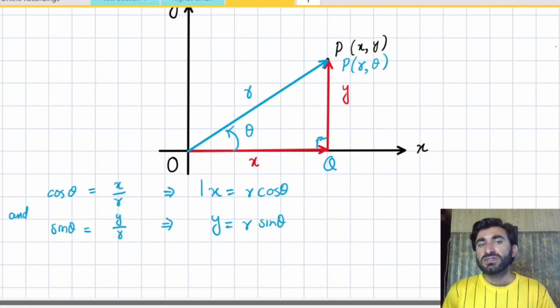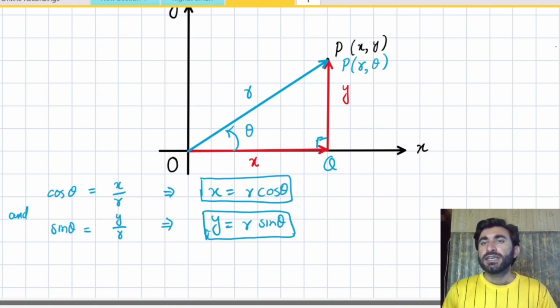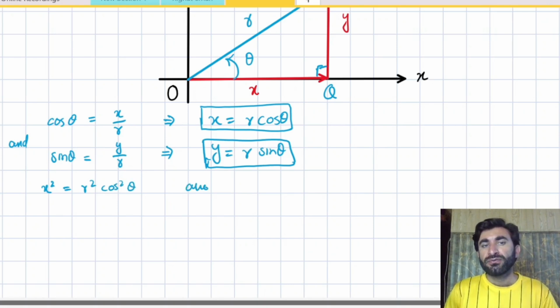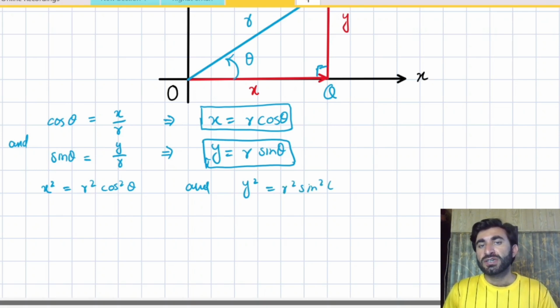So this is the first relation between the rectangular coordinates and the polar coordinates. And there are two other relations as well which we derive from here. If I square these two, if I square x, it will become r square cosine square theta, and if I square y, it will become y square is equal to r square sine square theta.